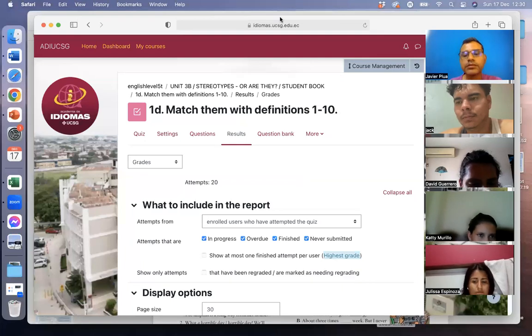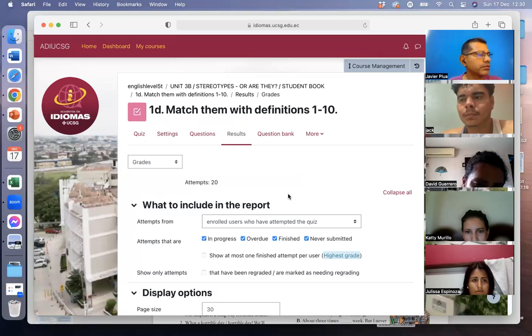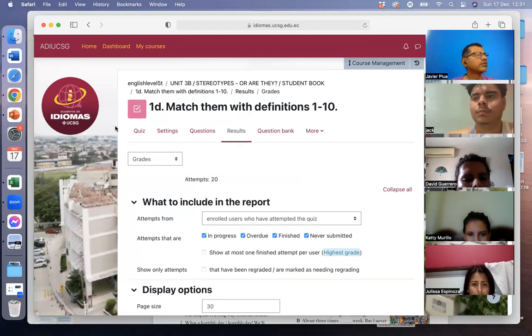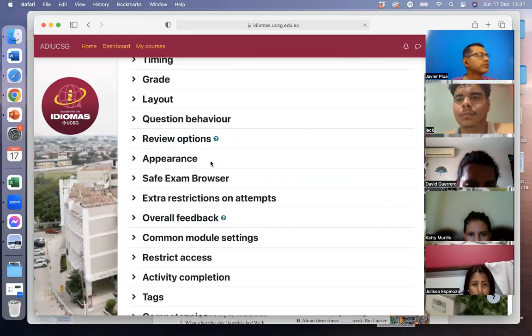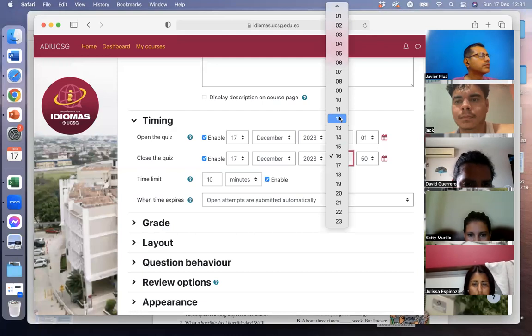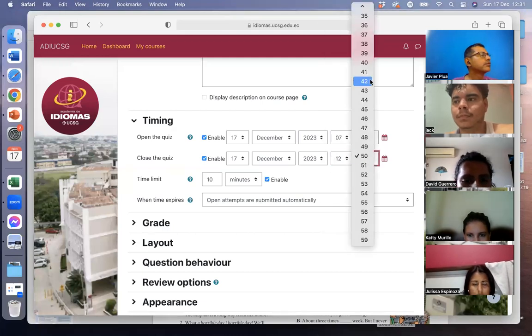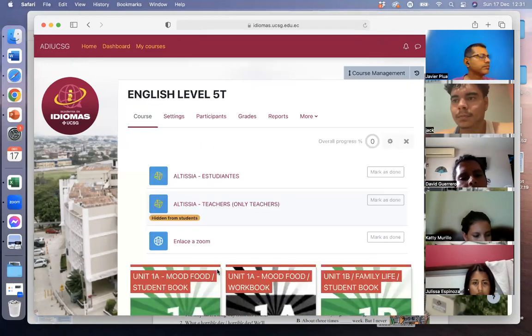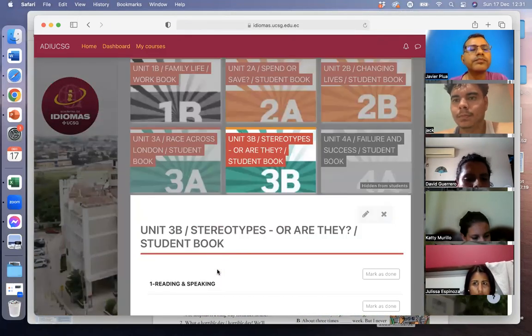Okay, guys, by now you should have finished the article. So please log in to Unit 3B, Activity 1D. Match the definitions, 1 to 10. I can see only 20 students logged in. We're going to move on in 5 minutes. So if you don't complete the activity, you're not going to get a grade for that. At 12:36, this activity will close. You have 5 minutes.